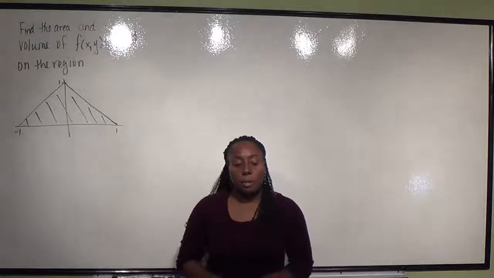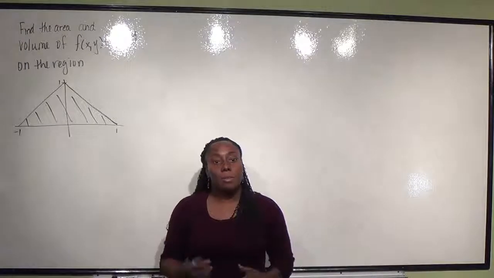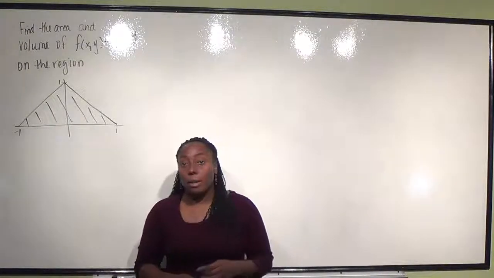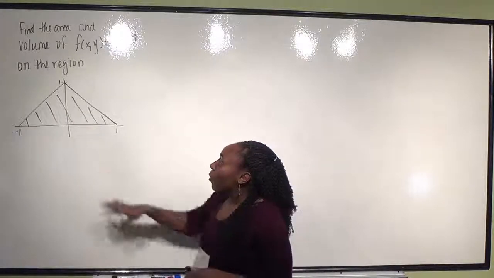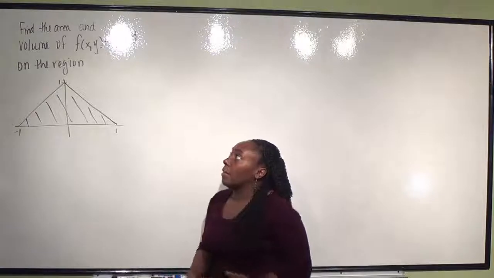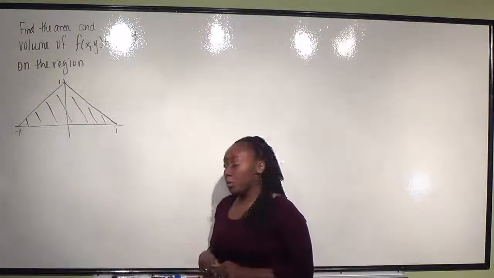So just like with the area, your volume is going to work very similarly. And so now I'm going to do an example that puts everything we just talked about all together. Okay, so here we have a region described for us, and we want to find the area and the volume of f of x, y equaling e to the x plus y over this particular region.